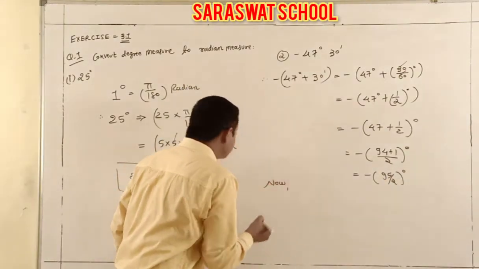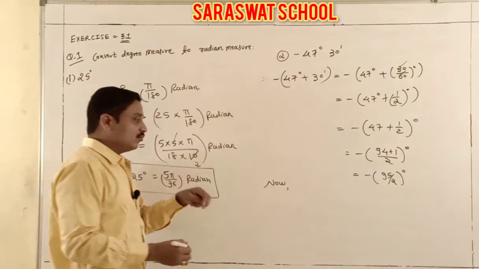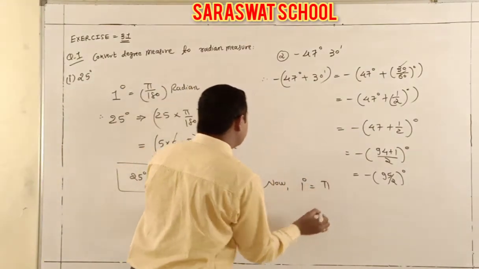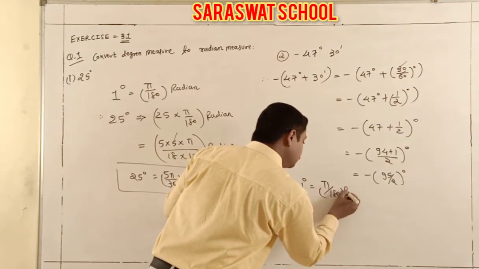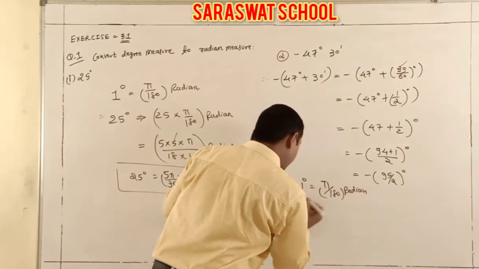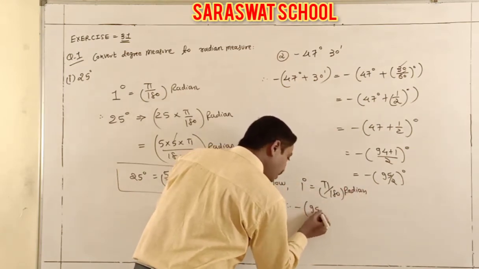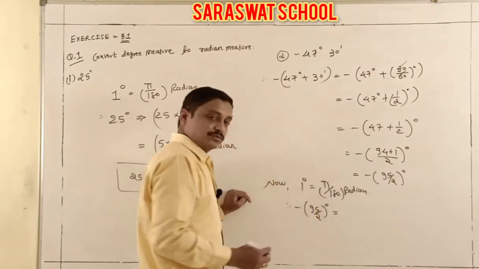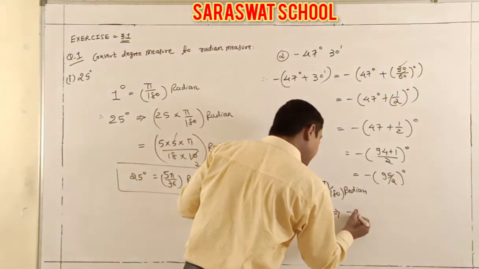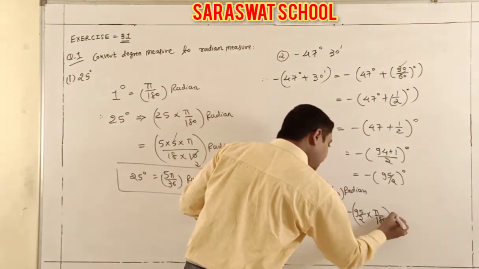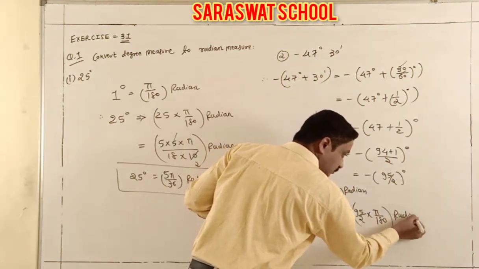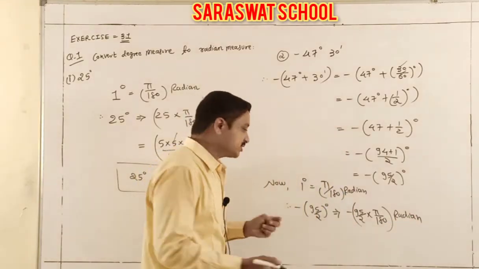Now this property again utilize. 1 degree is equal to how many? Pi by 180 radian. That's why minus 95 by 2 degree is equal to minus 95 by 2 into pi by 180 radian. It's very simple calculation, students.